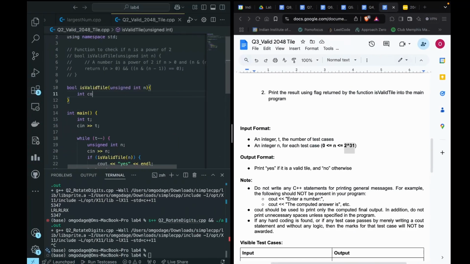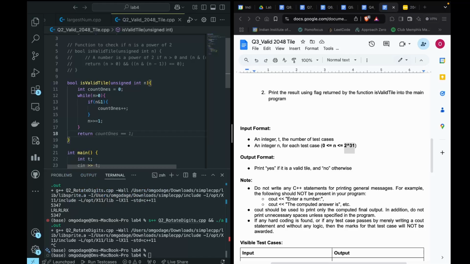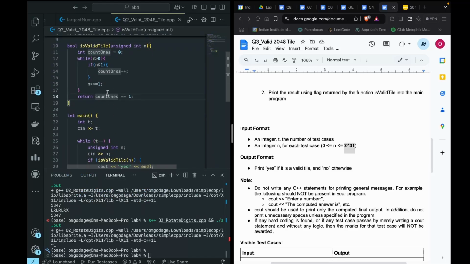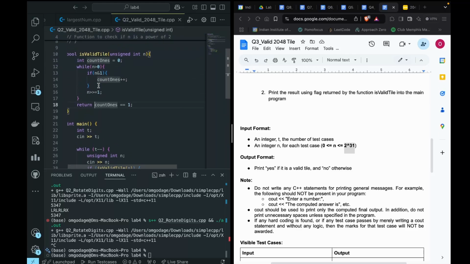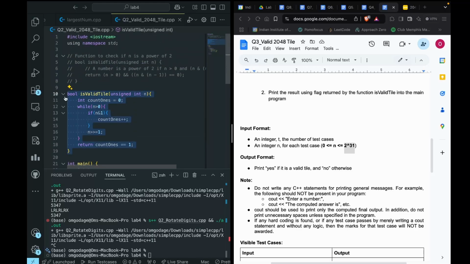Okay, you have int count ones equals 0, and then while n greater than 0, n right shifted by 1, my bad, and then you have if n AND 1, count plus plus, and then you return count ones equals 1. So this will work as you want it to, but still this code is slightly bigger, so there is a better way to do it, which is this code over here.